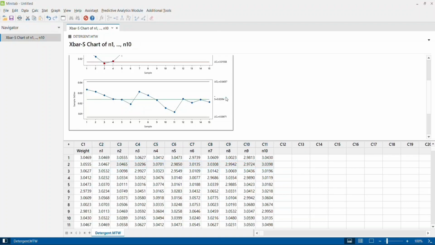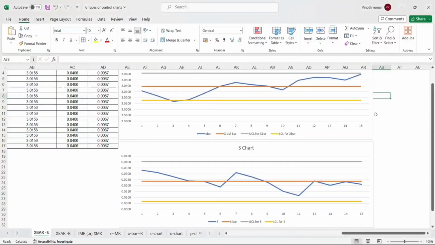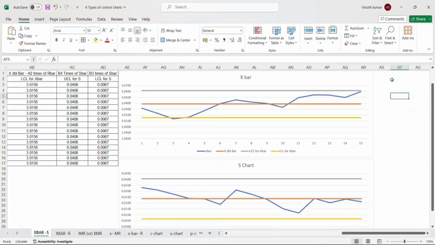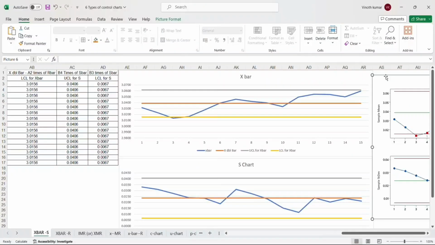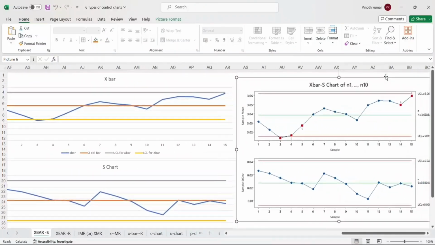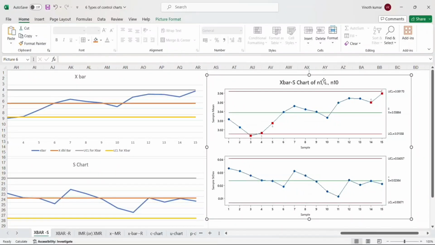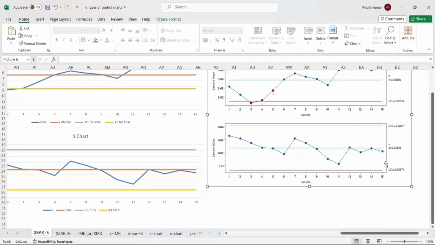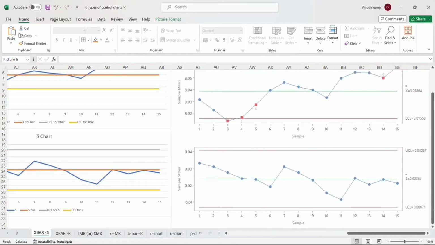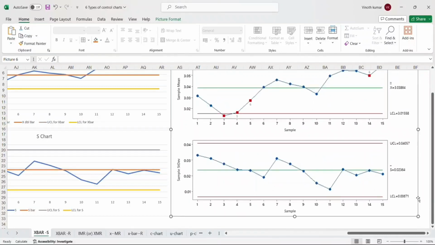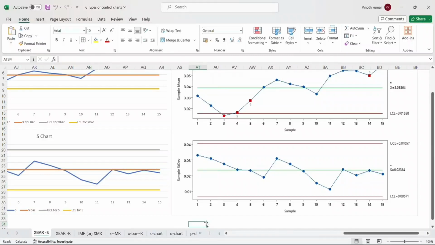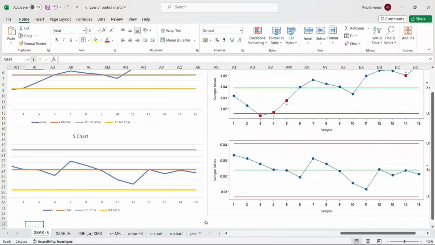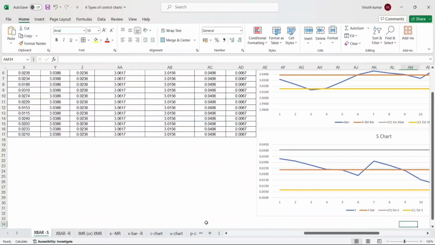So let me copy and paste this control chart here so that it becomes easy for us to compare both the control charts. Just a minute. So let me paste it here. You can see almost the same control chart that we constructed using Excel is the result that we are getting from Minitab. But what is the benefit of doing it in Minitab?